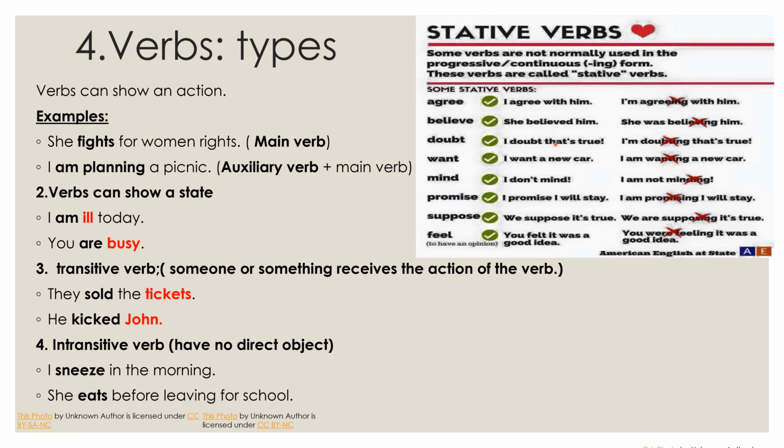Another very important area where we mostly make mistakes is the stative verb. Stative verbs are the verbs which are listed here, and they cannot be made into a progressive form. Like you cannot say I'm agreeing with you. She was believing. The correct thing is she believed him. I doubt that's true. It's the correct way, and doubting is wrong. So shortly, for these, you cannot use an ing form. So please remember this thing.